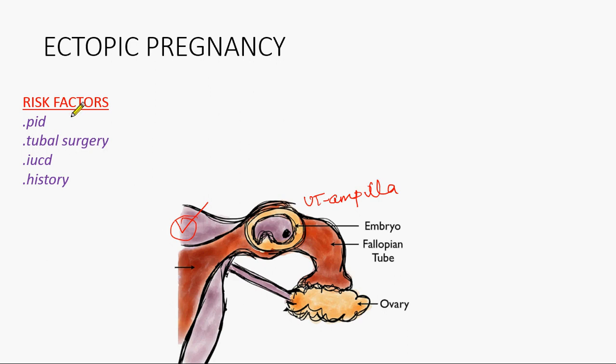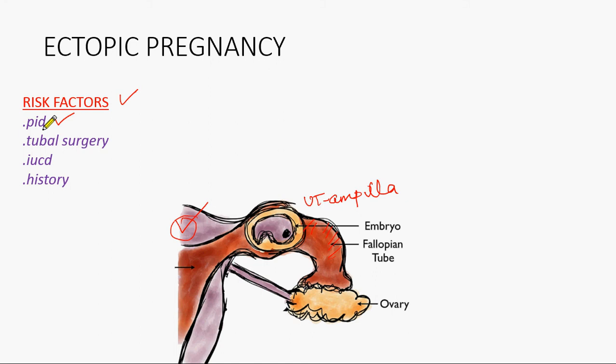So what are the risk factors for ectopic pregnancy? Anything which is going to delay the transfer of the fertilized ovum from the uterine tube to the fundus is a risk factor for ectopic pregnancy. For example, pelvic inflammatory disease. Now the cilia which are present in the uterine tube are responsible for pushing the fertilized ovum from the uterine tube into the fundus of the uterus.